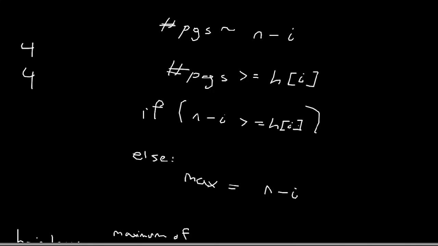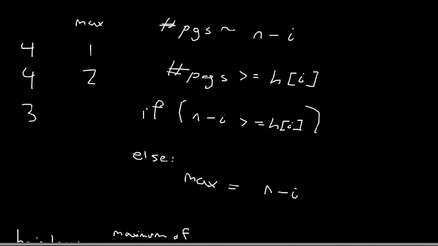Let's say we encounter 4 again. The number of pages we have so far, which is 2, is still not greater than or equal to the number of citations we have right now, which is 4. So we'll set max equal to 2 now. I'll write down the value of max here. Max is 1, max is 2 here.